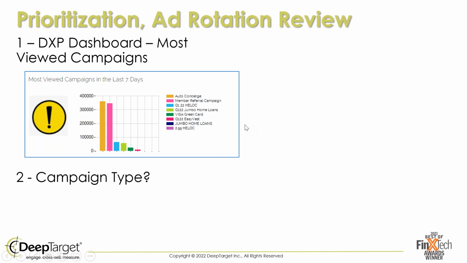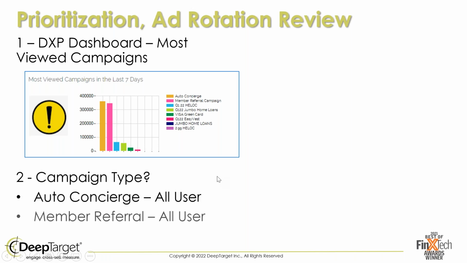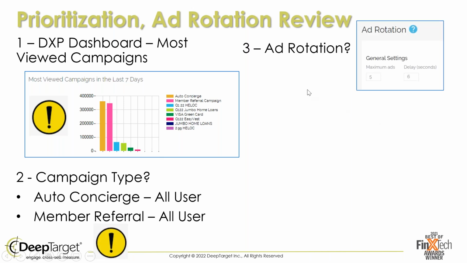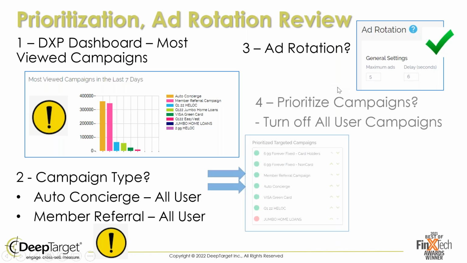First, is the campaign type proper, in other words, for what we're trying to do? And it's very possible it is. It could be all user-based, but that still remains a question. You also want to check your ad rotation, because this is one key capability that DeepTarget has that many other systems don't have. You can set your maximum number of ads and your delay time. So make sure that that's a good representation of how long someone actually participates in your online channel. We can help you understand that.